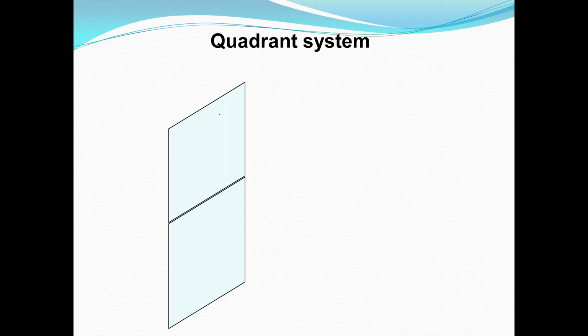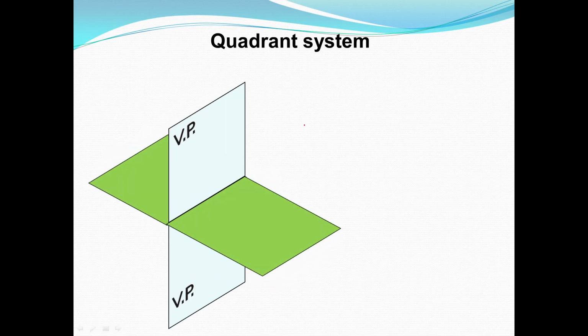So this plane is particularly the VP, the vertical plane, perpendicular to the ground. So this is the vertical plane, and the other reference plane is the horizontal plane. You can see here the horizontal plane is parallel to the ground, and the vertical plane is perpendicular to the ground.